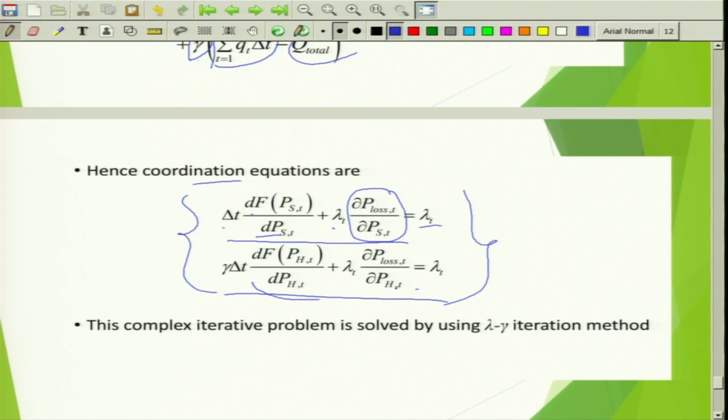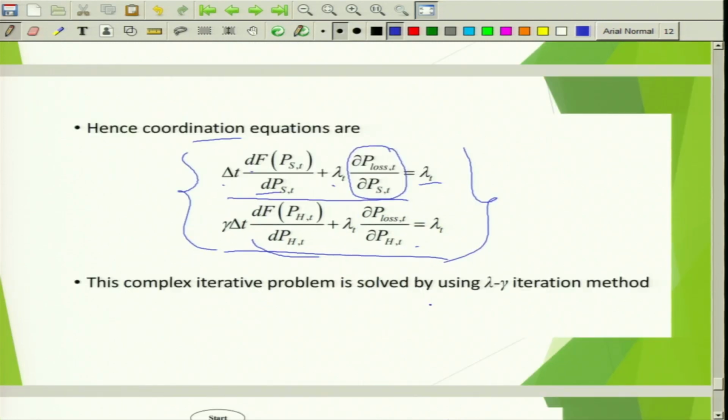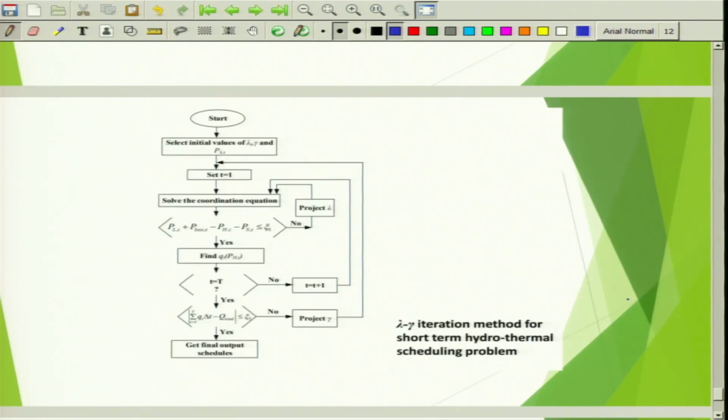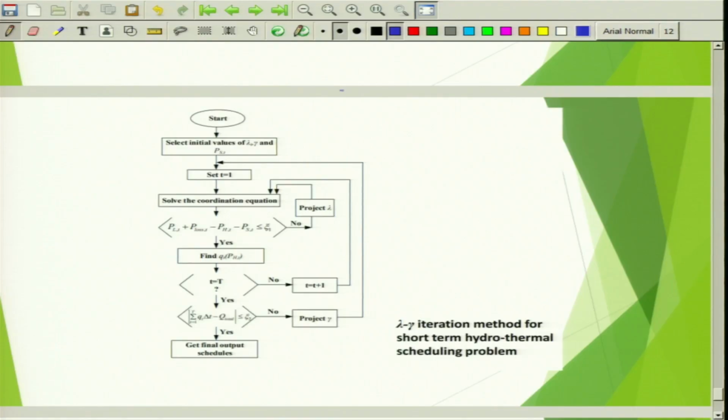Now this is quite complex. The iterative problem is solved by using the lambda gamma iteration method. I will just give you a brief and then we will discuss in detail in the next class. So this is a flow chart of how they carry out lambda gamma iteration. Select some initial values of lambda, gamma and the initial thermal power generation, Ps of t. This is the first time sample, t equal to 1, and then solve the coordination equations that I have already discussed earlier. There are two coordination equations, one with respect to thermal and one with respect to hydro.